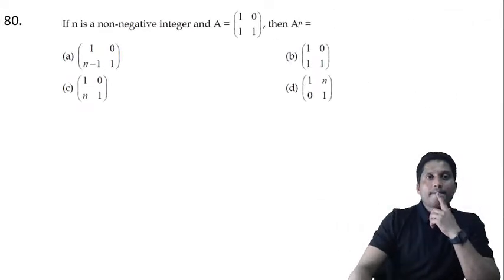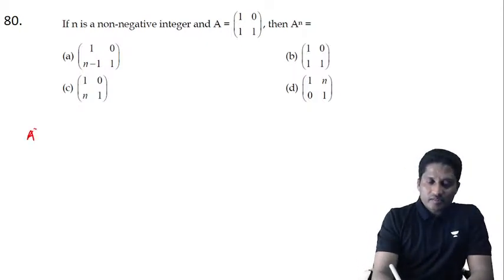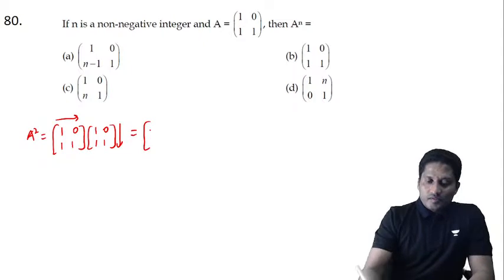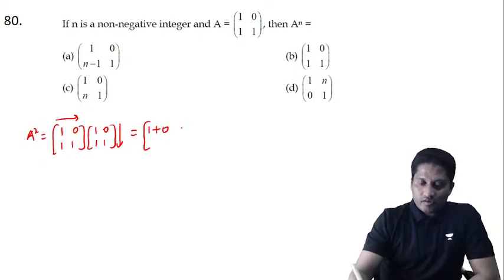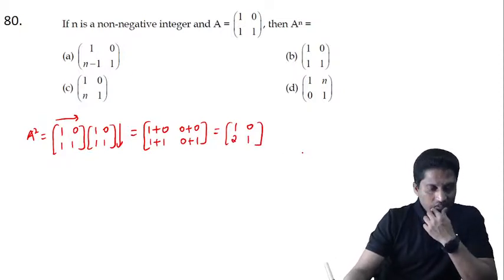Alright, question number 80. If n is a non-negative integer, what is the value of a power n? First, I'll find out a square. This is 1011 and this is 1011. So multiply first row, first column: this is 1 plus 0. First row, second column, you get 0 plus 0. Second row, first column is 1 plus 1. Then this is 0 plus 1. So 1, 0, 2, 1. This is a square.